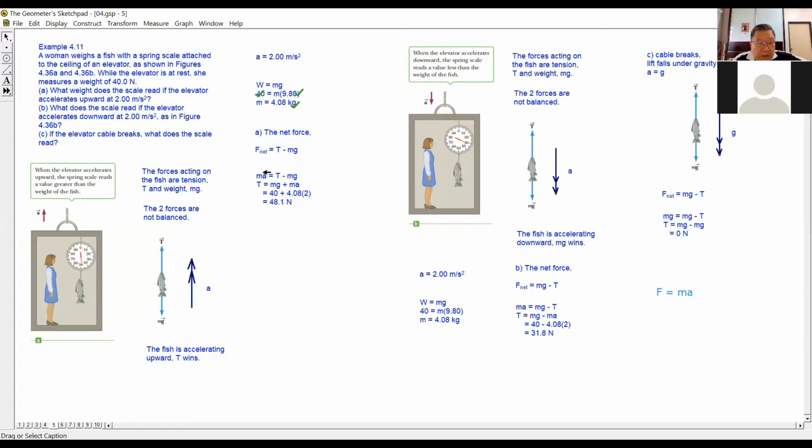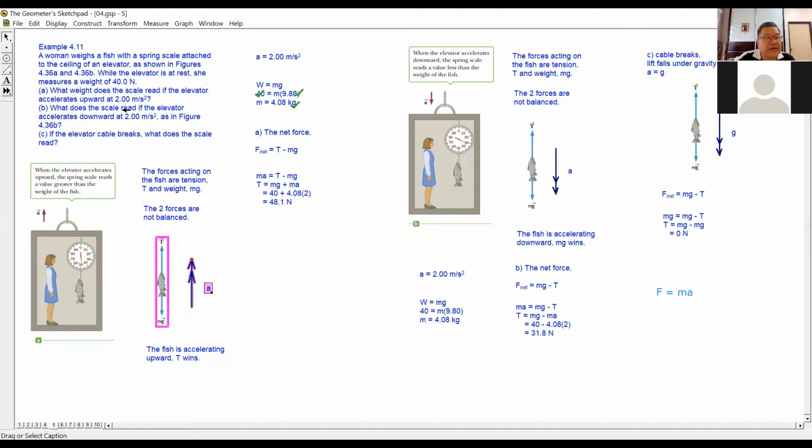So if we don't know the mass, the m here, we cannot find out the tension, right? So I need to calculate the mass first, because the net force is ma. So we need to know the mass. Now, coming back to our equation for this system, net force is the tension minus the weight. I replace the net force with mass times acceleration. Then mass times acceleration equals T minus mg.